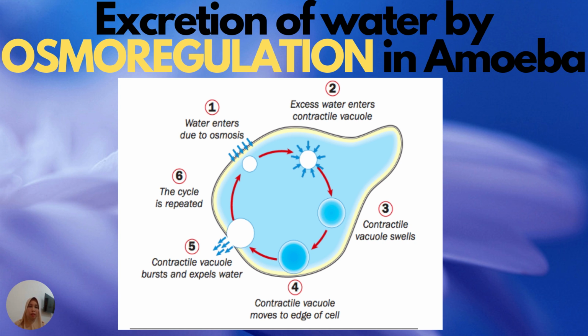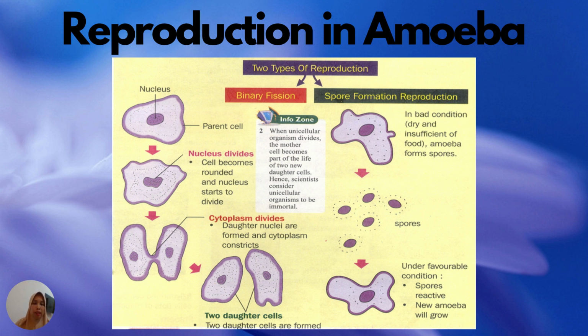Okay, so that is the excretion of water by osmoregulation in the amoeba. Next, we go to the reproduction in the amoeba. There are two types of reproduction in the amoeba. What are they? Binary fission and spore formation.